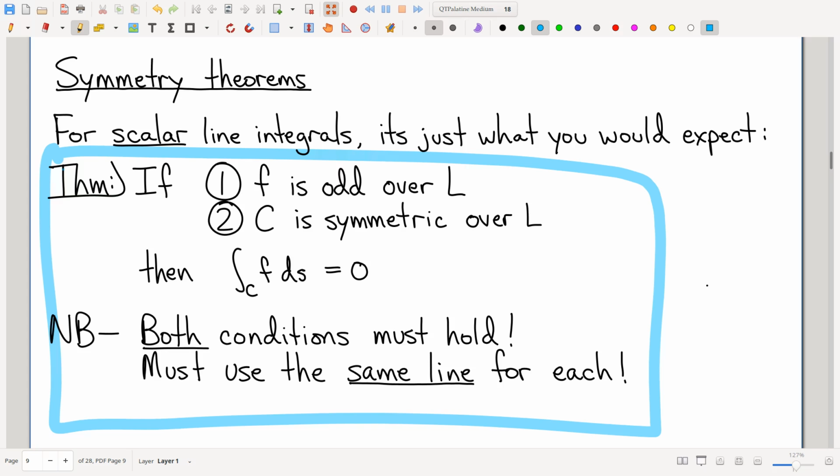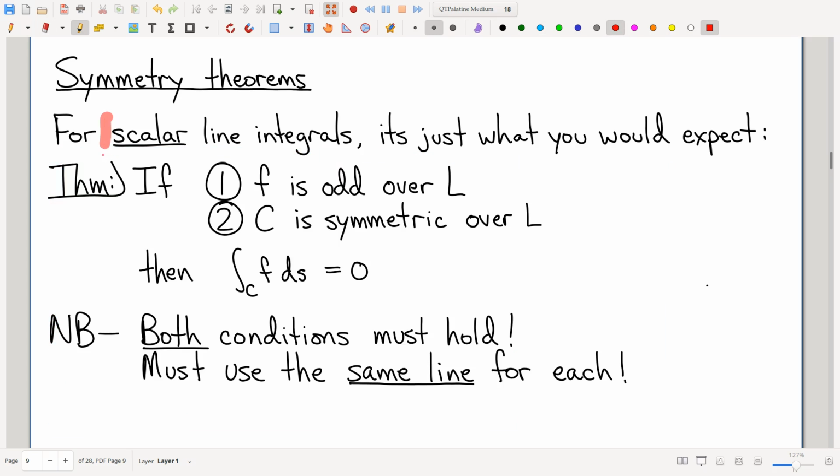You need the integrand to be odd. You need the domain to be symmetric. The scalar line integral is 0. Don't forget both conditions have to hold. Don't forget it's got to be the same line for both symmetries. And yeah, it really works the same way as all of our other odd symmetry theorems that we wrote down. Have fun. I'm a big fan. It's super useful and convenient. So, absolutely. Here's the bad news.